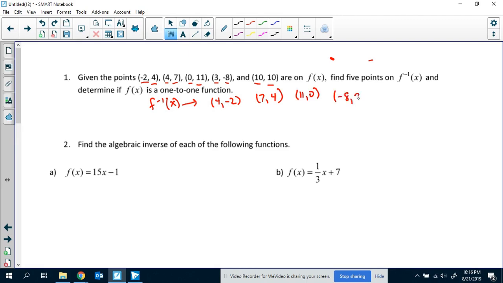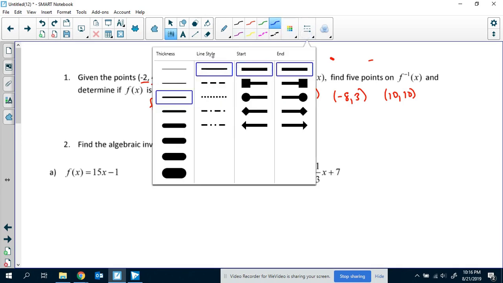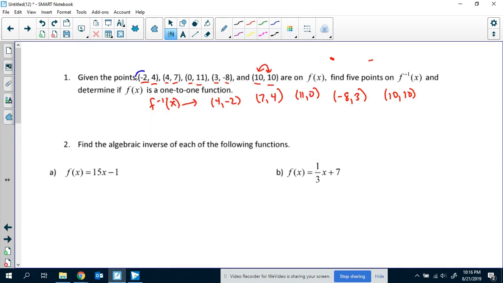-8, 3, and 10, 10. So again, everything flipped. Now notice that 10, 10 flipping still gives me 10, 10. Is this a one-to-one function? Basically, in order to tell if it is a one-to-one function, I want to look at all of the x values and make sure that they have exactly their own y value.